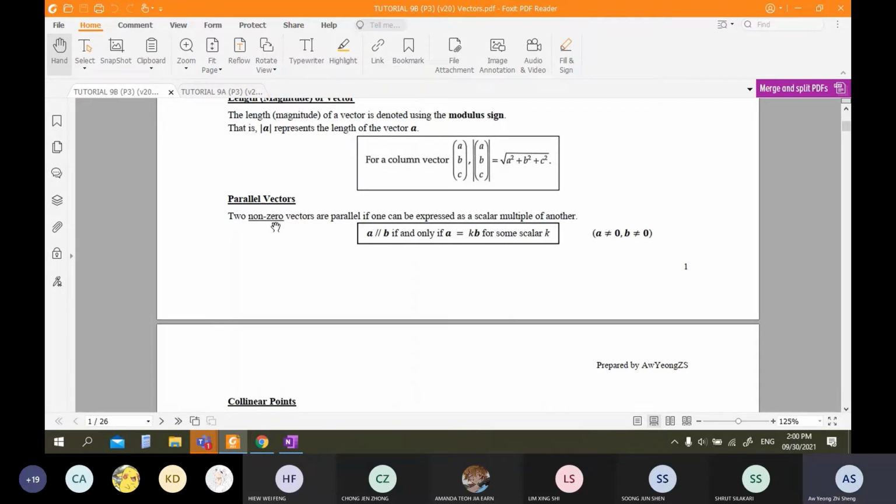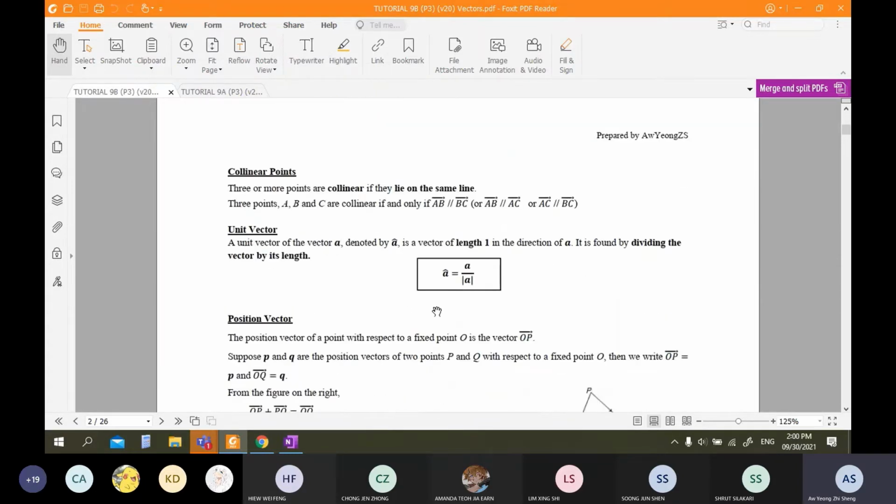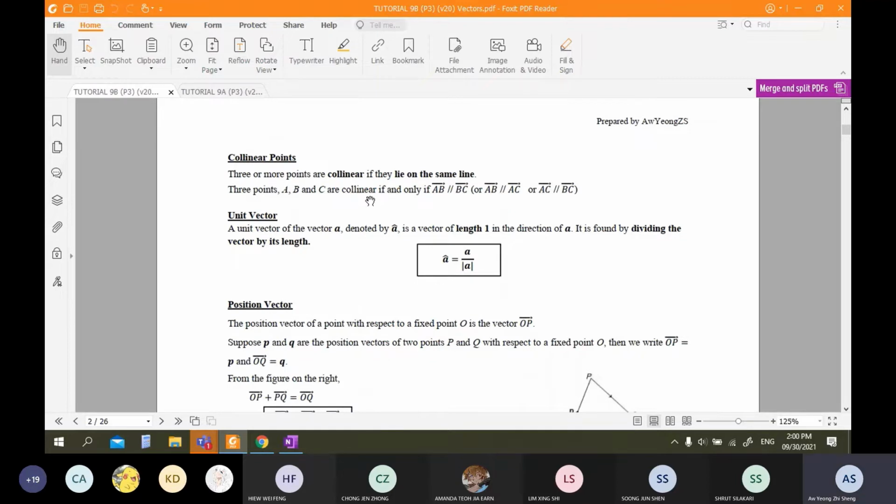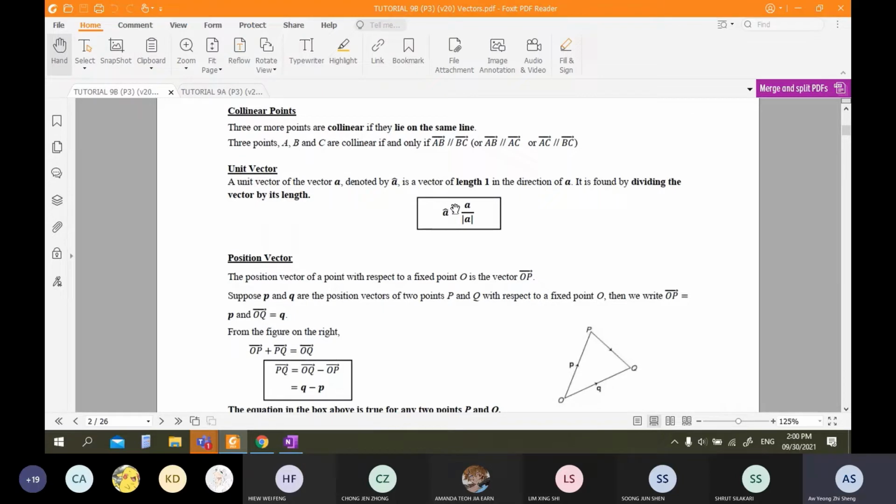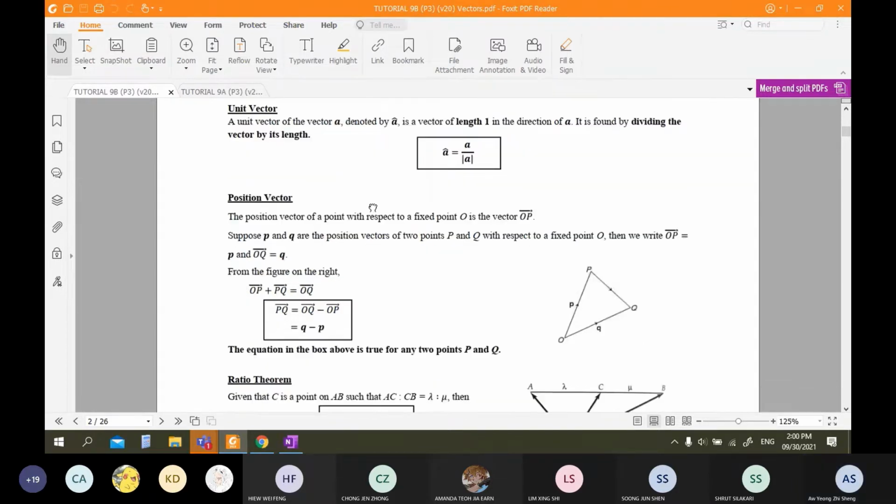Be aware that parallel vectors doesn't guarantee same direction. There are two possibilities. Parallel vectors can have the same direction or opposite direction. Move to page 2. Okay. Collinear points, we have learned it before. If 3 points are collinear and you form any two vectors involving the 3 points, the two vectors that you form are guaranteed to be parallel to one another. Okay. Unit vector is a vector divided by its own length, and by the word unit, it means the length is exactly 1 unit.